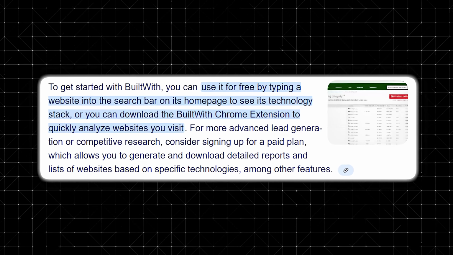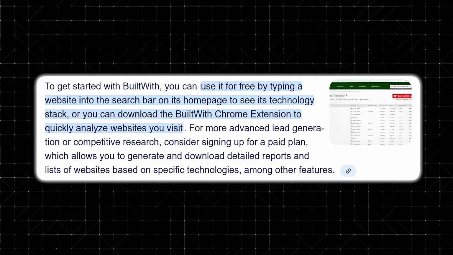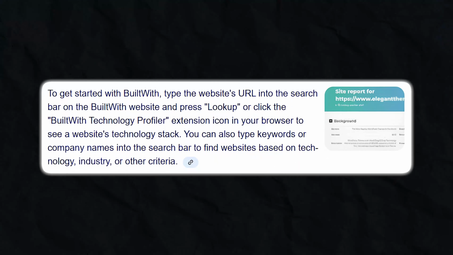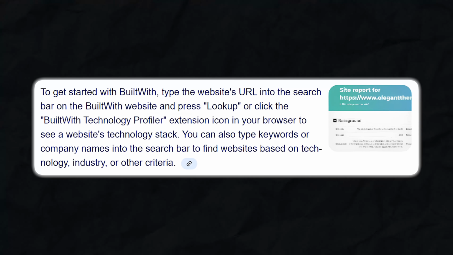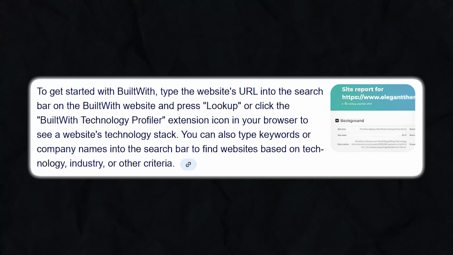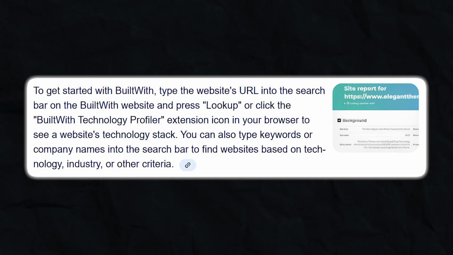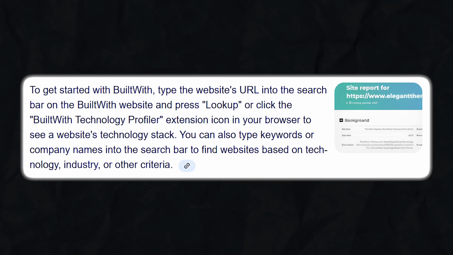You'll see a search bar at the top of the page asking for a URL or keyword once you log in. Step 2, enter a URL. Type in the domain name of the website you want to analyze. For example, if you're curious about the tech behind a popular online store, enter examplestore.com and then click the lookup button or press enter. BuiltWith will start scanning the site within seconds and you'll see a page summarizing the technologies detected.